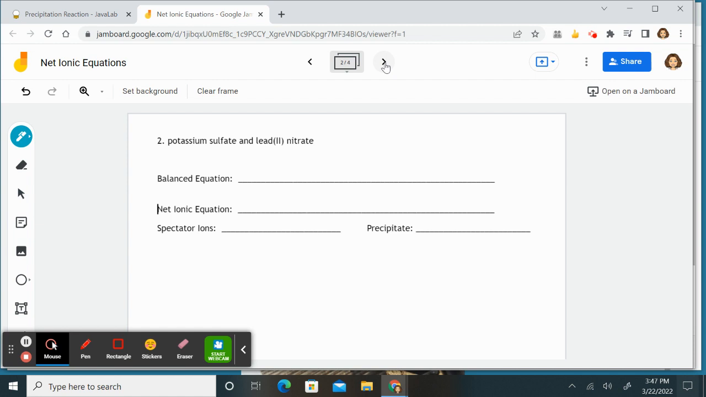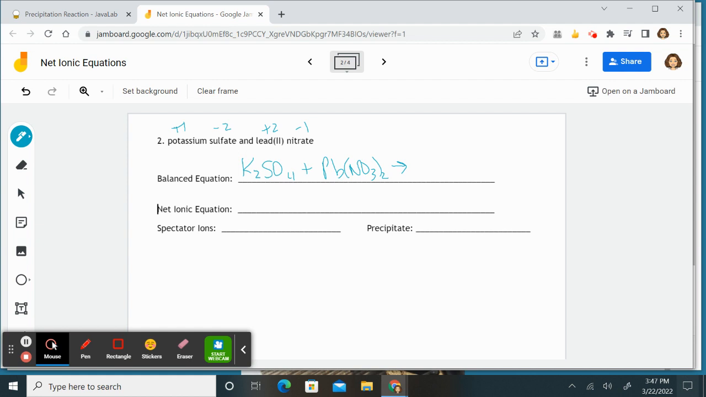Potassium sulfate and lead 2 nitrate. So again, we need to use our charges. Potassium's +1, sulfate's -2, so we get K2SO4, plus lead 2 nitrate. Lead is +2, nitrate is -1, and so we get Pb(NO3)2.